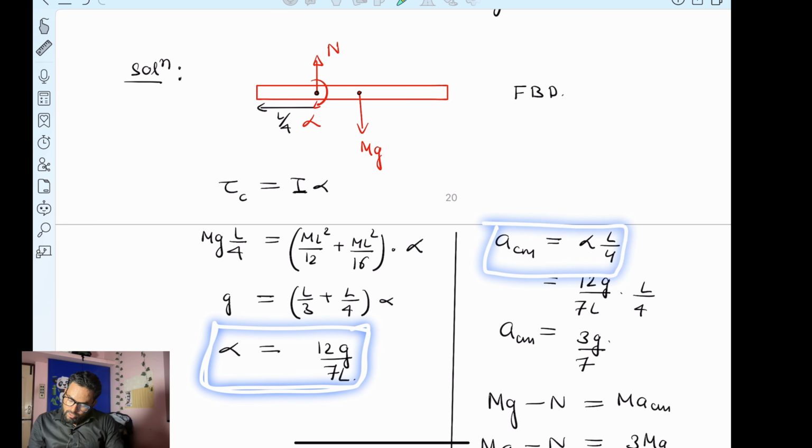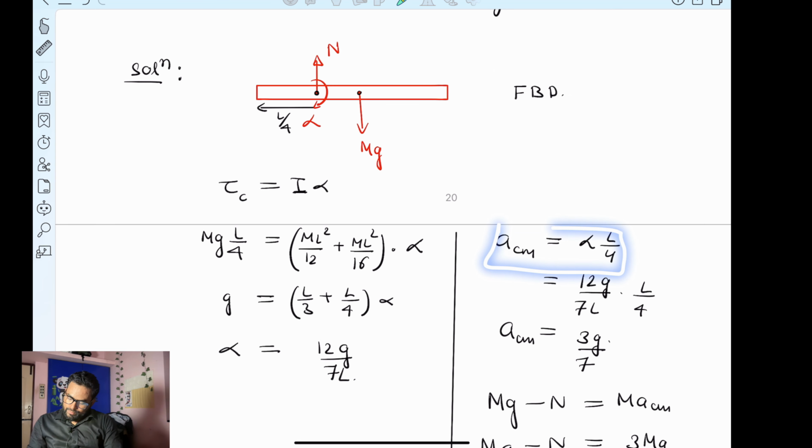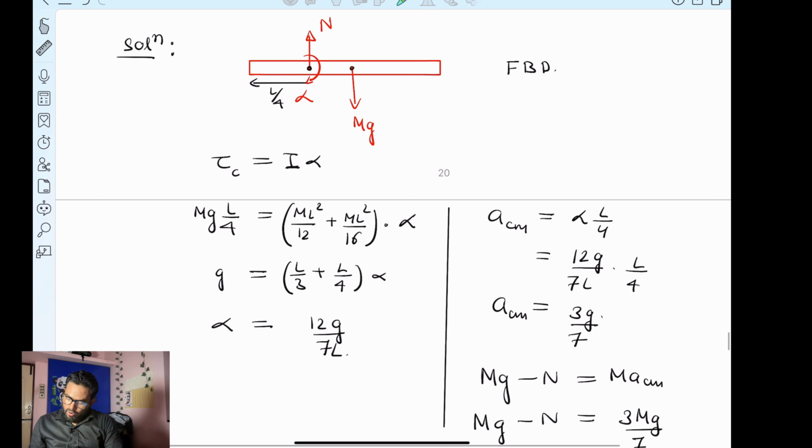Now see the acceleration of the center of mass. So this is the center of mass. This one is rotating about this point with alpha. So how much distance are you moving? L by 4. So acceleration is alpha into distance, alpha into L by 4. Okay, alpha into L by 4. So we got the acceleration of the center of mass also.